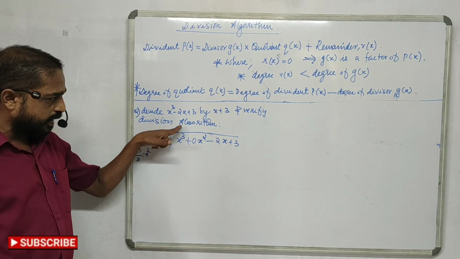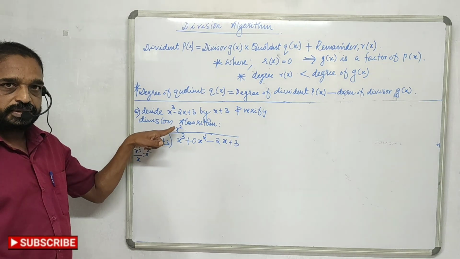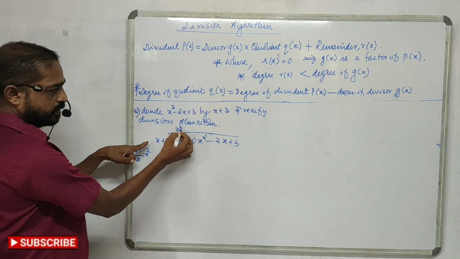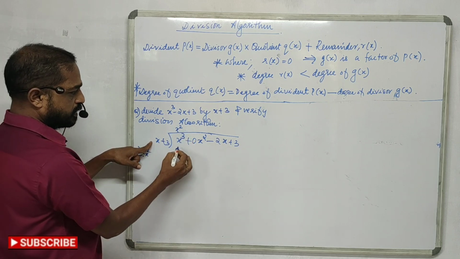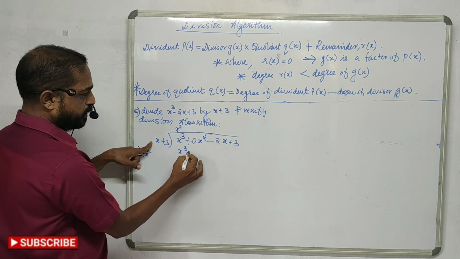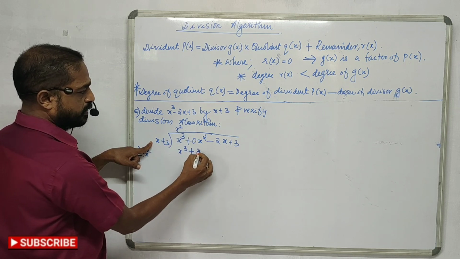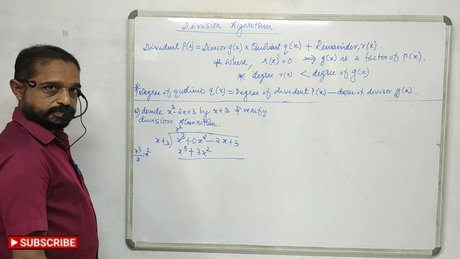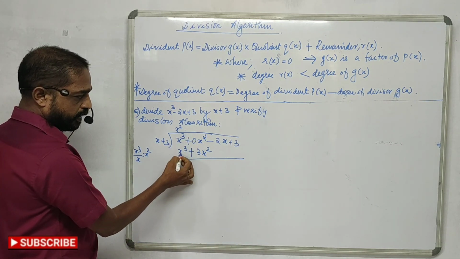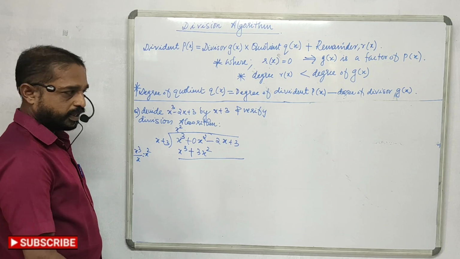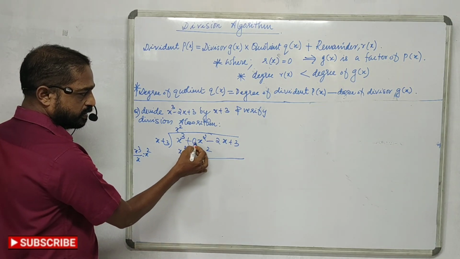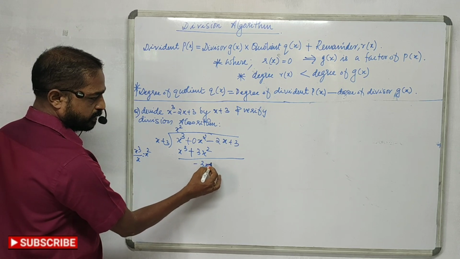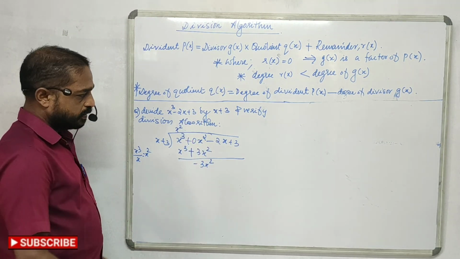Now next, x square into 3 is 3x square. Now you will have to subtract these two. So in order to subtract, x cube minus x cube is 0. You need not write that. See, this is 0x square, that is 0. 0 minus 3x square is minus 3x square. So you will have to subtract.